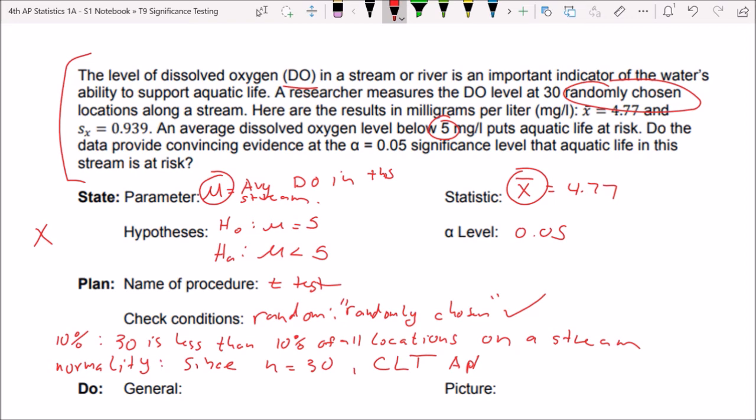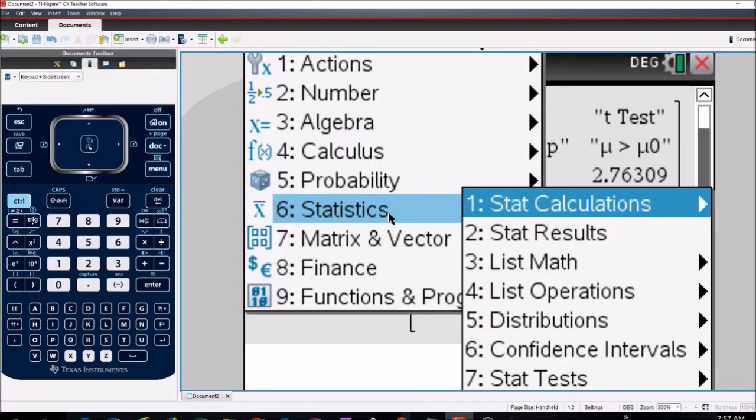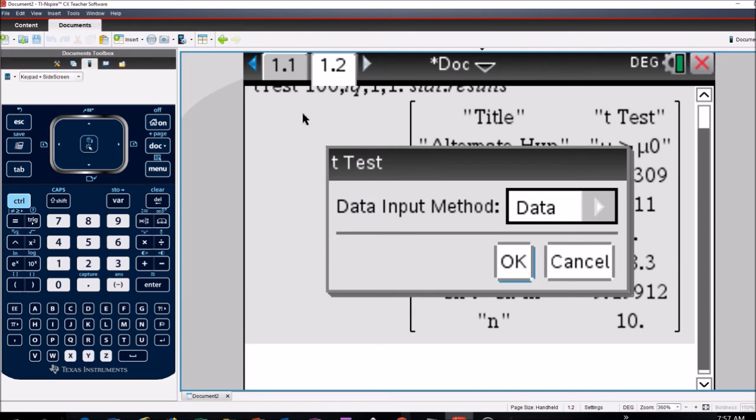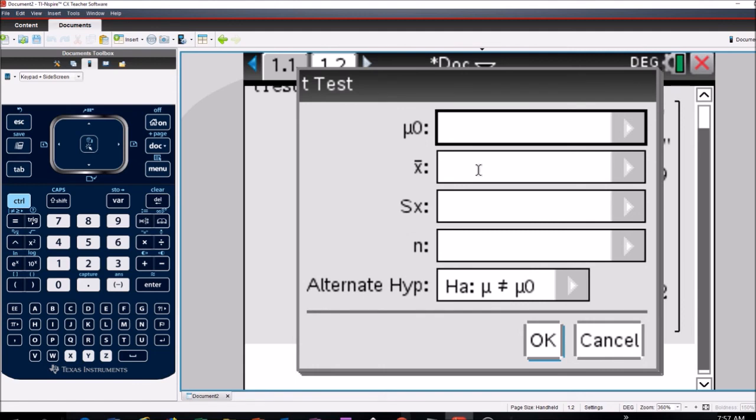So go to your calculator, please. Menu, statistics, and we're doing a test. Hopefully you're not still clicking on confidence intervals because we're doing tests here. And we're going to do a t-test. Now this time is going to be different than the time before. Before we input a data list, but we don't have that this time. So we're going to have to go down and change this to stats. And that's going to now change our inputs.